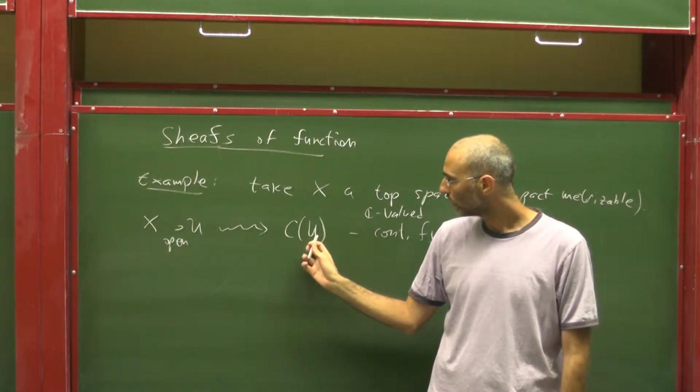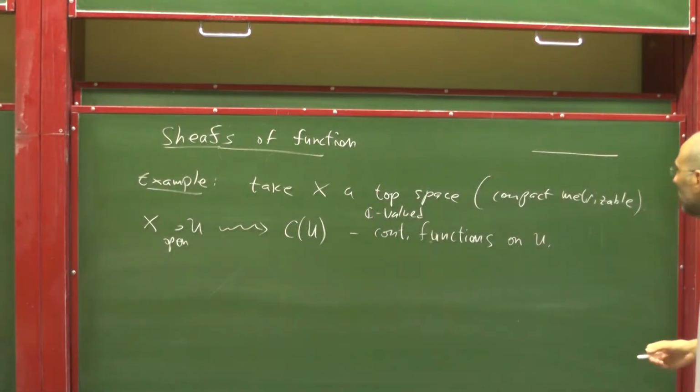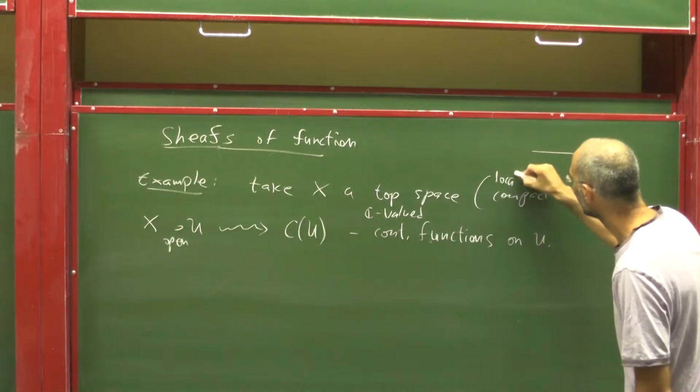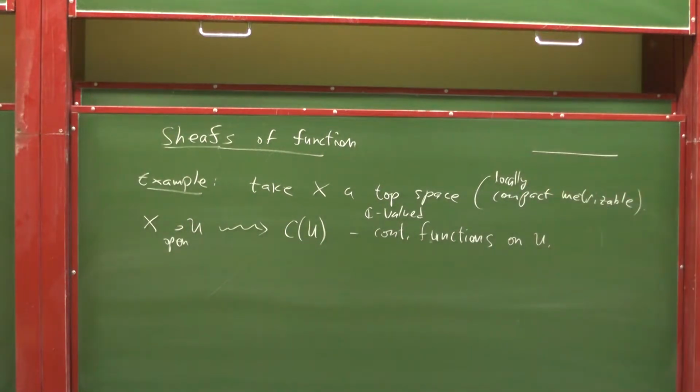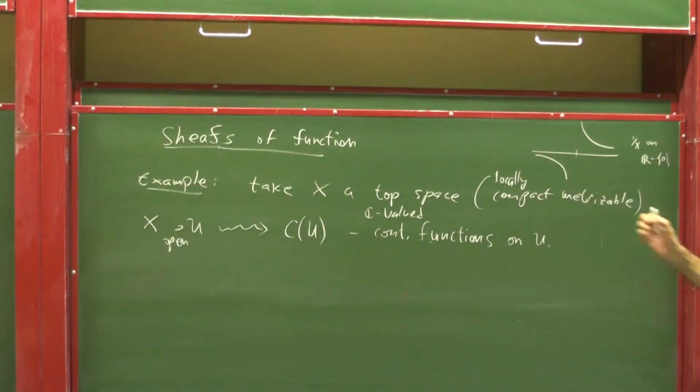For example, if X was R, locally compact, something to make sense. I can take U to be everything but zero, and take 1 over x on R minus {0}. This cannot be extended, of course. I didn't ask my functions to be bounded or completely supported or C0 or anything.